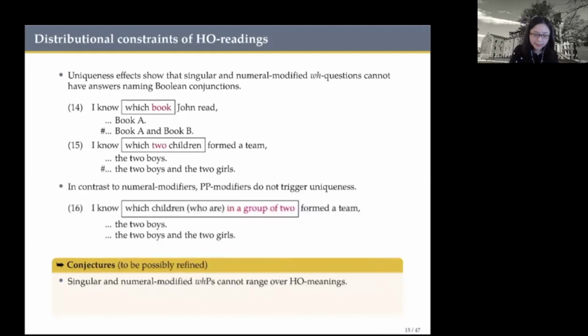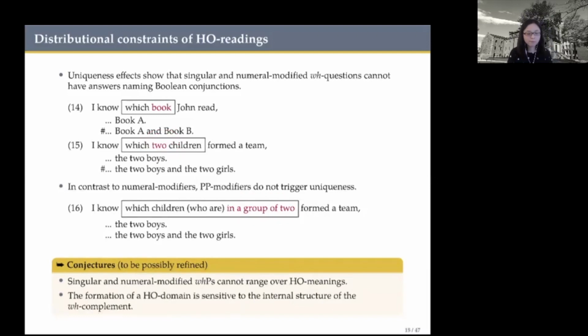In contrast to the numeral modifier 2, PP modifiers are very interesting, they do not trigger uniqueness effects. So in 16, I know which children who are in the group of 2 form the team. The 2 boys and 2 girls. And this is very funny because numeral 2 and the PP modifier in a group of 2, meaning-wise, seem to be very similar. But only the numeral modifier triggers uniqueness effect. So this contrast shows that the formation of a high-order domain is somehow sensitive to the internal structure of the Davidge complement.